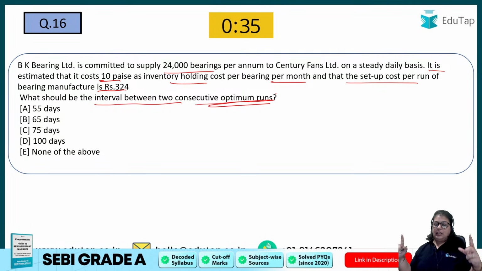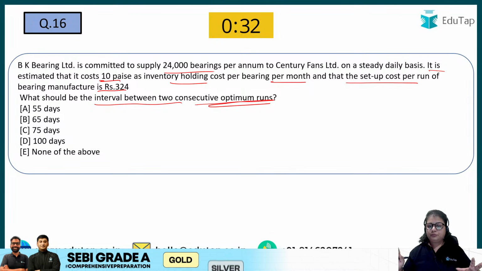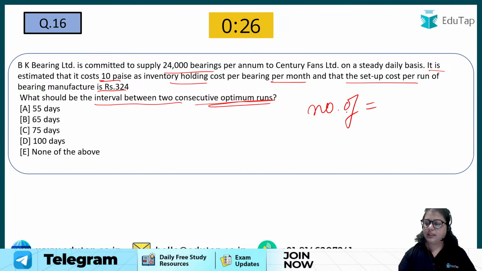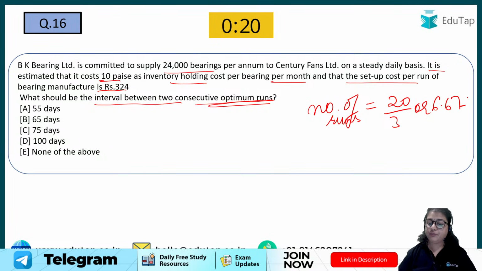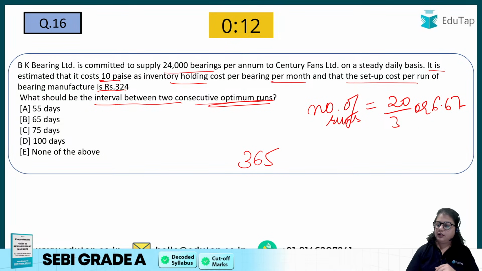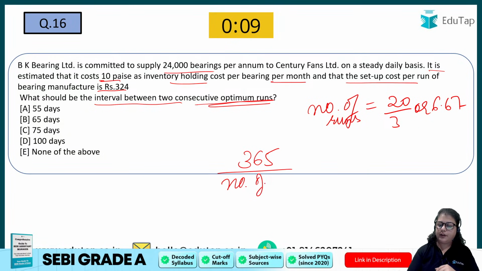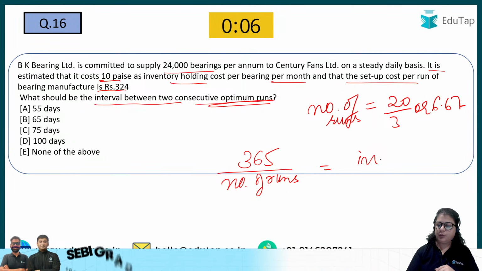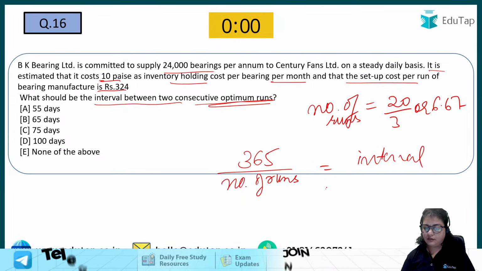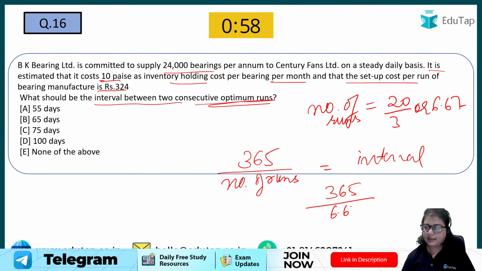That means they are saying in 1 year I have a number of runs that we have calculated, 6.67, or 20 divided by 3. These are the number of runs. So they are saying in between two runs how much gap should be there. So how many days do we have? 365 days in a year, divided by the number of runs will give me the interval between two optimum runs. So 365 divided by 6.67 or 20 divided by 3, you will get the answer.